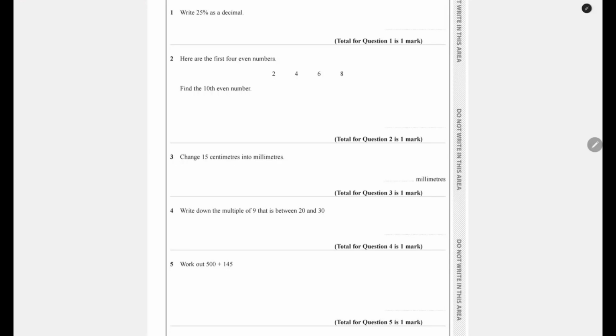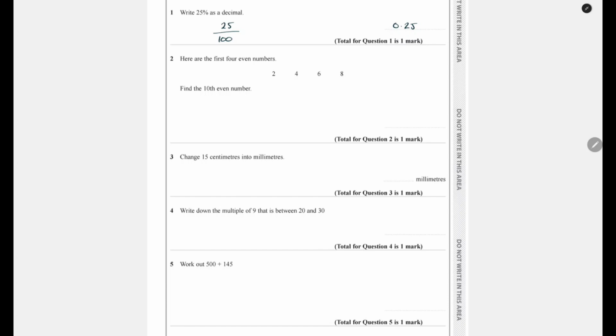So to change from a percentage to a decimal, we divide by 100. So that's 25% over 100, and that gives us 0.25.